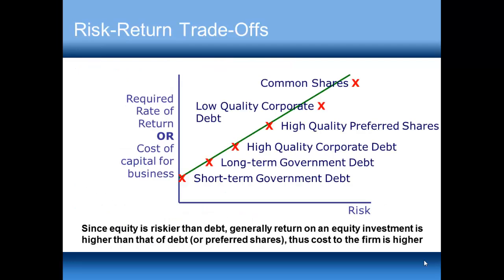Now remember that each different tool, bonds and shares, we saw this earlier, depending on the level of risk, will have a different yield to the investor or a different cost to the business. Since equity is generally seen as riskier than debt, generally it will give a higher return, thus a higher cost to the firm.